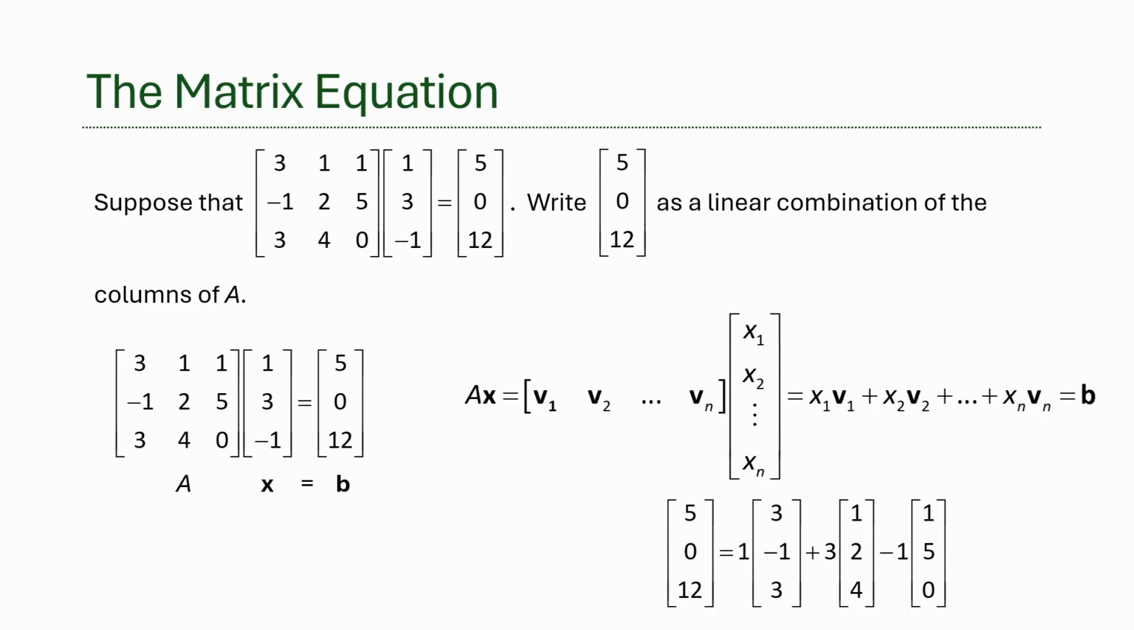Right, (5, 0, 12) is equal to 1, that's from the x matrix, first entry of the x matrix, times the first column of A, plus 3, that's the second entry of the x matrix, times the second column of A, and so on. And you can confirm pretty quickly that this is true, right? Just look at the first top values, for example. 1 times 3 plus 3 times 1 minus 1 times 1, yeah, that's 5, right? You can check that with the other two if you like.